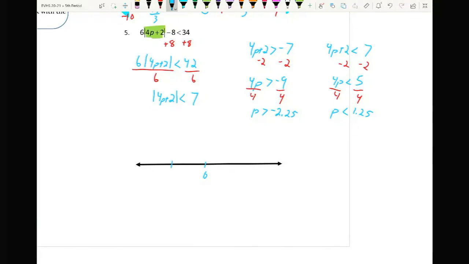So I'm going to put in my negative 2.25, my positive 1.25. Now, those both get open circles because they are not equal to. And p is greater than negative 2.25 means I go right off of this arrow. Less than 1.25 means I go left off of this arrow. That means we're looking at an AND inequality, so we're going to rewrite it as p is greater than negative 2.25 and p is less than 1.25. So p is between those two values.